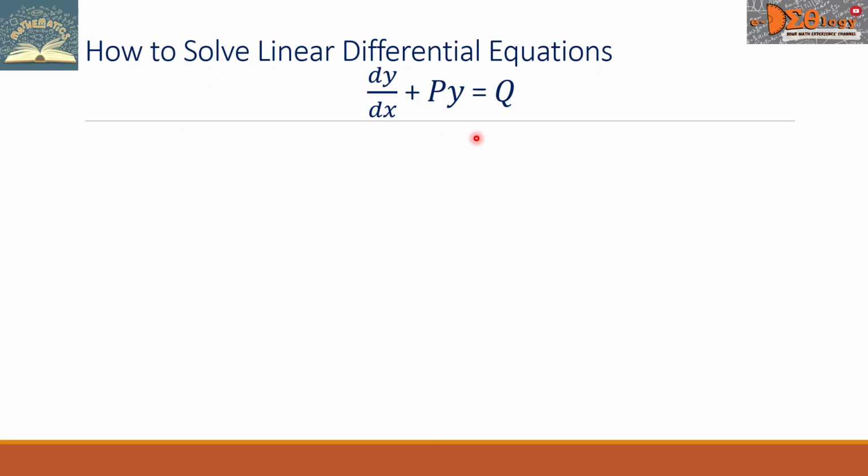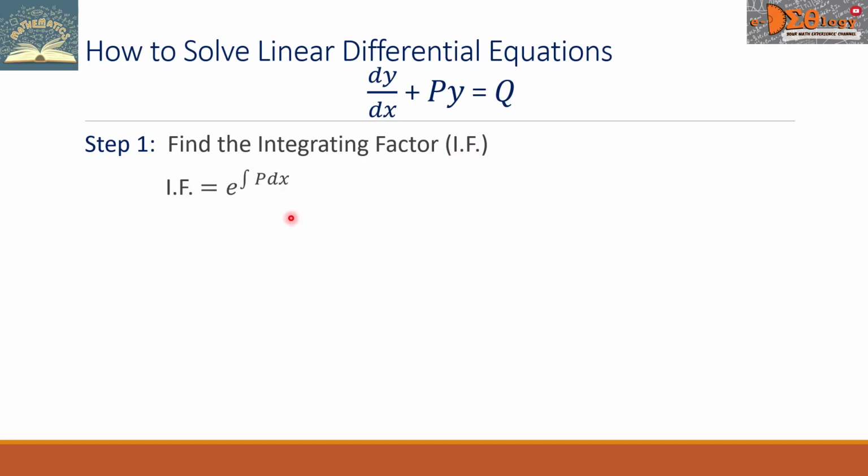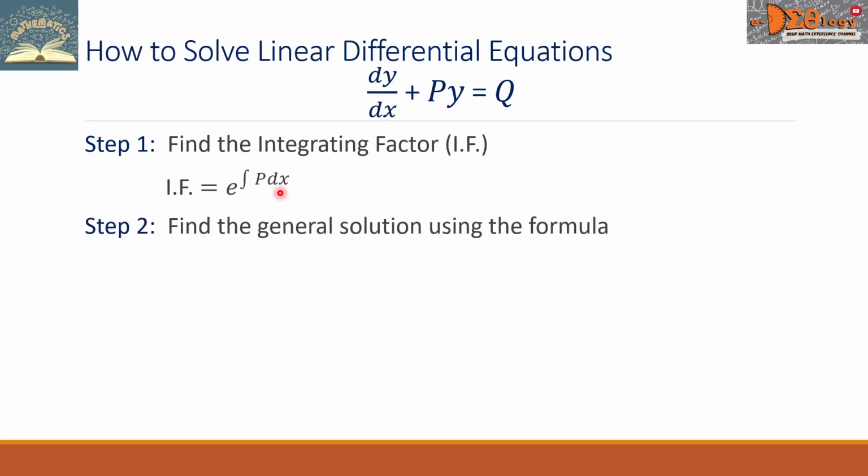We have two general steps. Step 1 is to find the integrating factor. We put capital I and capital F for short. The formula is here. It is equal to e raised to the integral of P dx. Step 2, let us find the general solution using the formula here. Y times IF, that is the integrating factor, equals the integral of the product capital Q times IF, then dx. Then we write plus C.